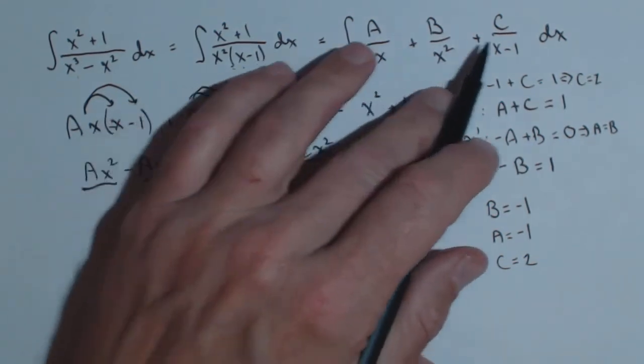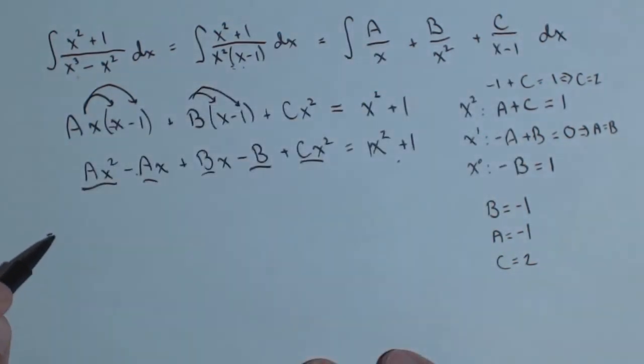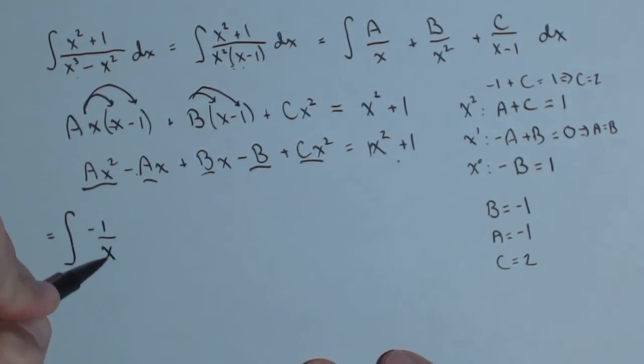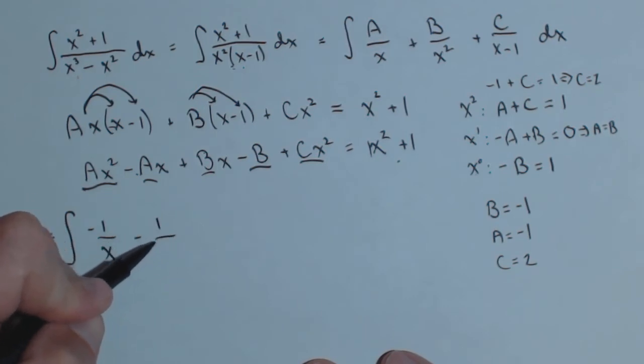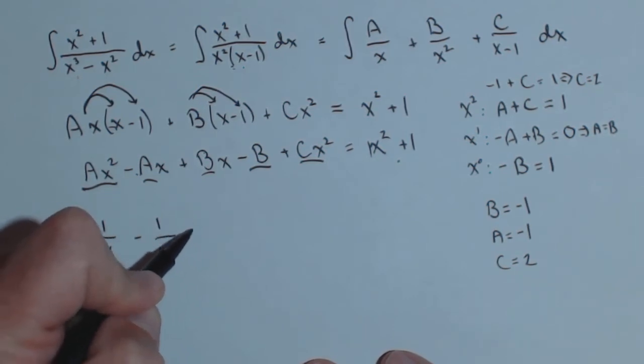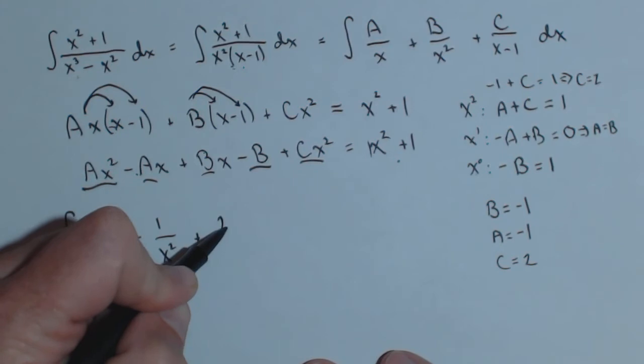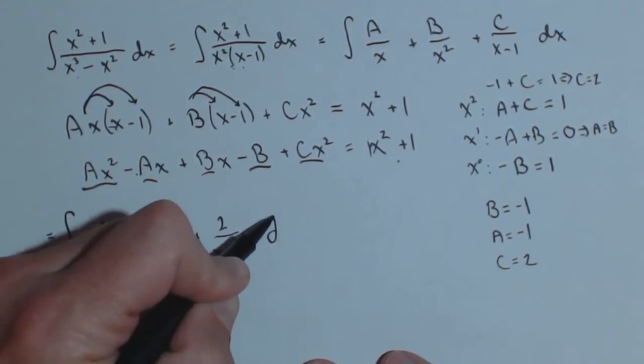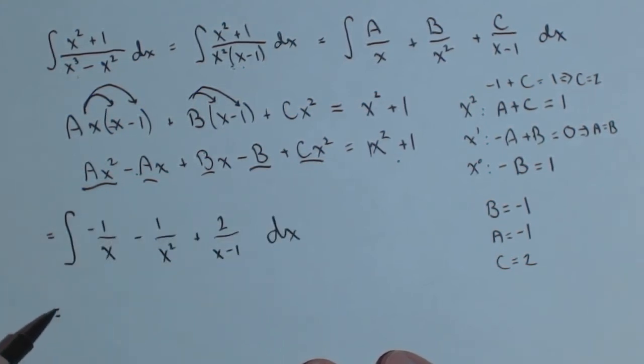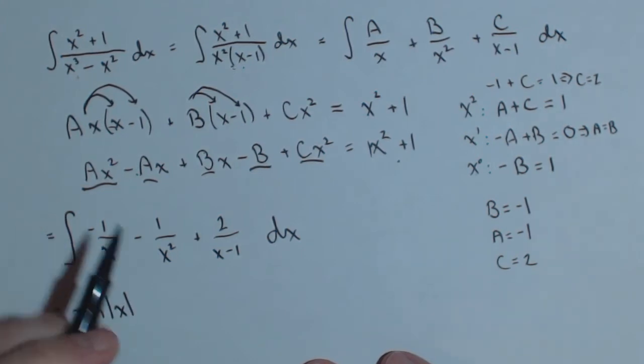And now we can put together our integral. So we have negative 1 over x minus 1 over x squared plus 2 over x minus 1 dx. And we'll do all these separately. Now this one is pretty straightforward. It's just negative ln of the absolute value of x.